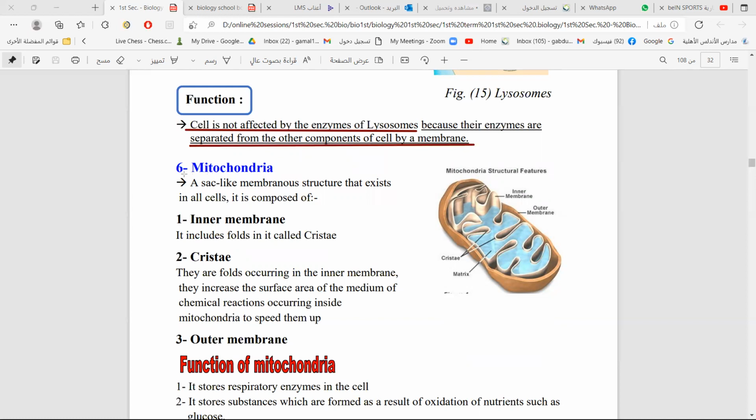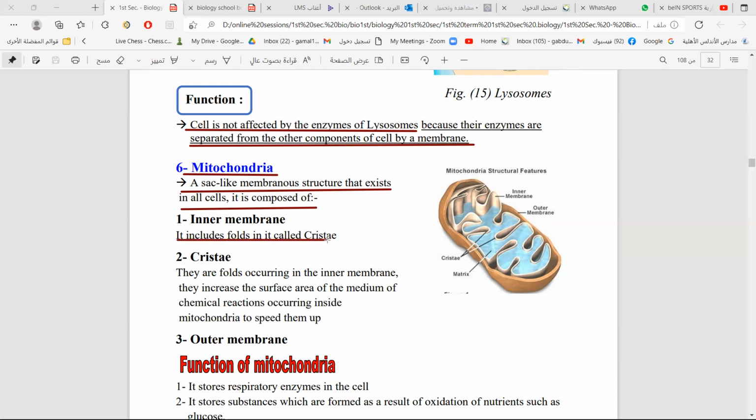After that, we have mitochondria. Mitochondria is a sac-like membranous structure that exists in the cell. All cells have mitochondria, and the number of mitochondria increases in muscles and liver, because mitochondria is the center of production of energy in the cell.